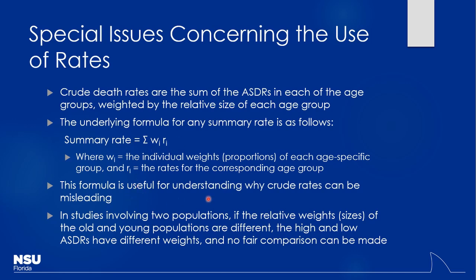But again, it can give us an idea why those crude rates can really be misleading if they don't take into account the actual individual specifics of the population there, okay? So for here, when you're involving these two populations, you gotta know the relative weights or the relative sizes of each of the individual groups, know what the numerators are, know what the denominators are, and that way you can get better comparisons.